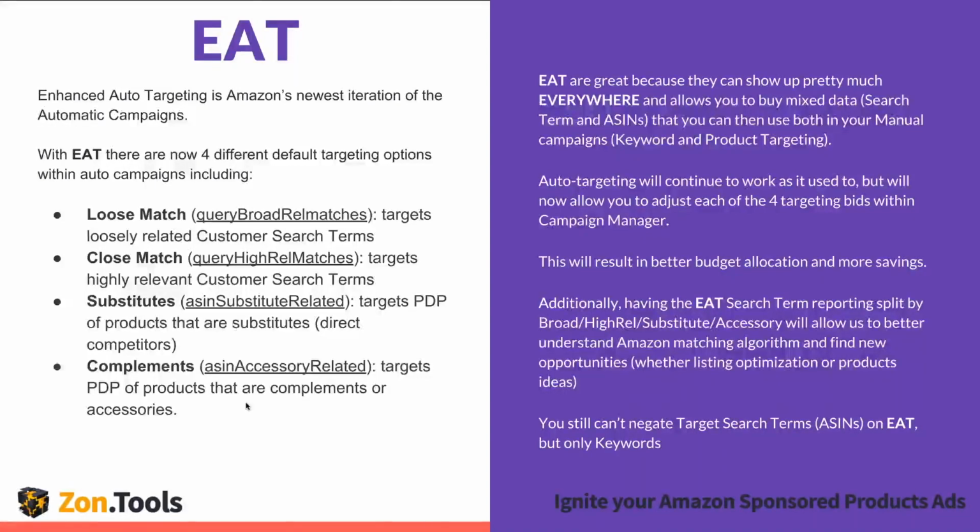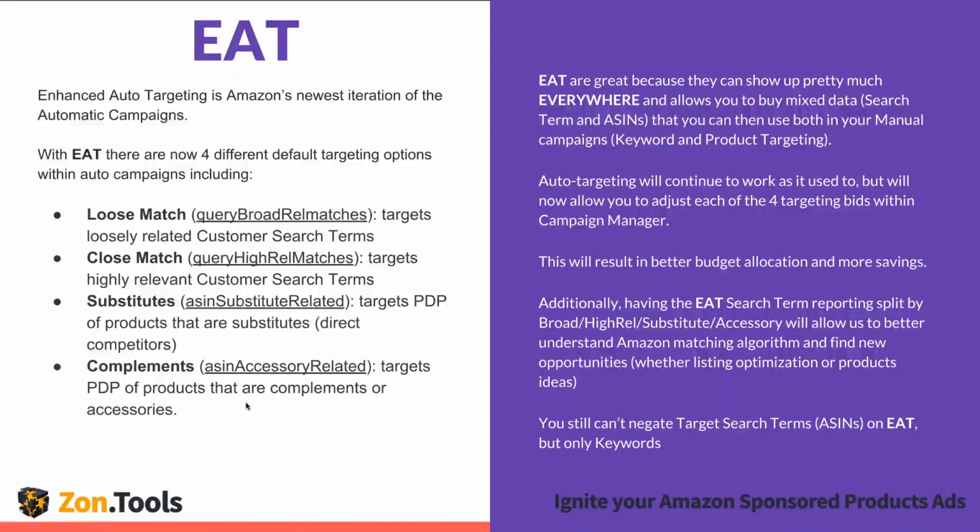Auto campaigns now, as before, are great because not only do they show up everywhere, and it's very easy to set up and kind of all automatically done for you, but they also give you great intelligence. They give intelligence on what keywords or search terms are good for your listing, what search terms are bad, what you should target, what you should not target, as well as what other products are good or bad to target.